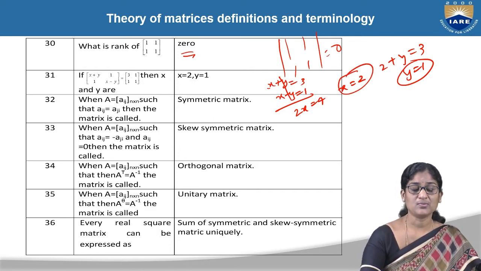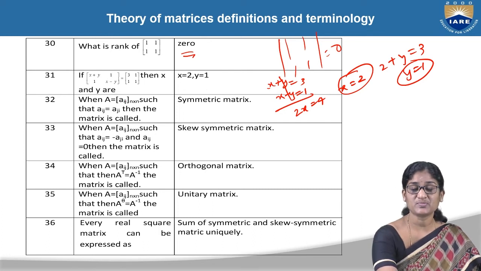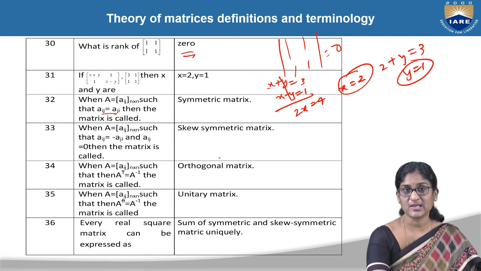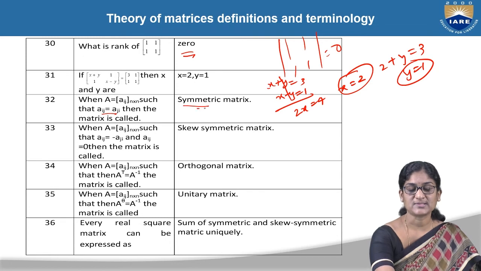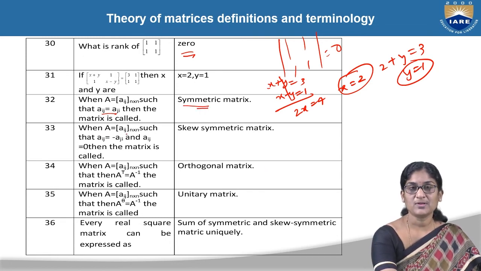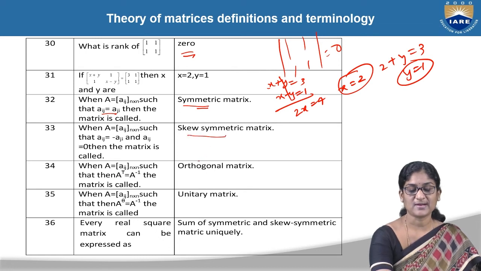When capital A is equal to aij of n cross n, such that aij is equal to aji, then the matrix is called a symmetric matrix, because i and j represent the rows and columns of the matrix. If the rows and columns of the matrix are interchanged and the elements are equal, that is possible only for symmetric matrices. Next, if capital A is equal to aij of m cross n, such that aij is equal to minus aji, and the diagonal aij is equal to 0, then the matrix is called a skew-symmetric matrix.